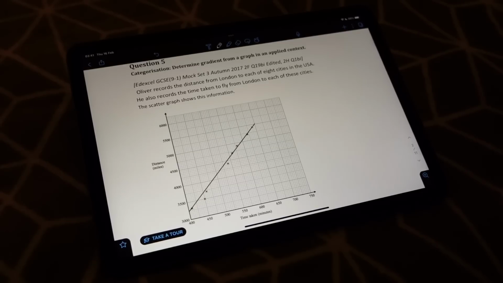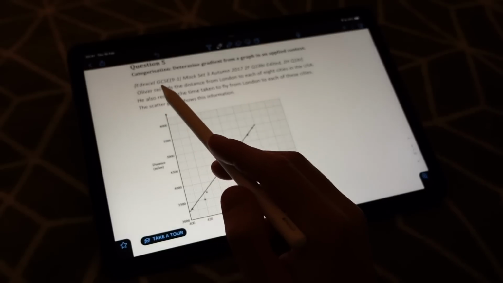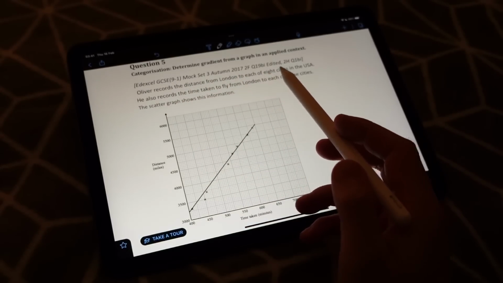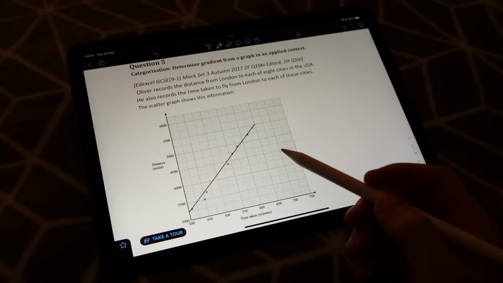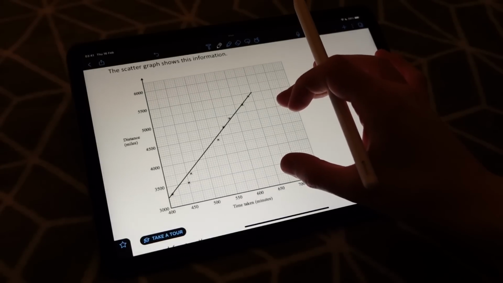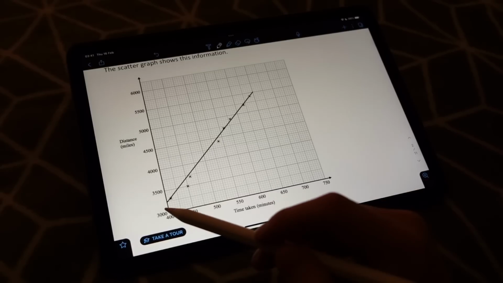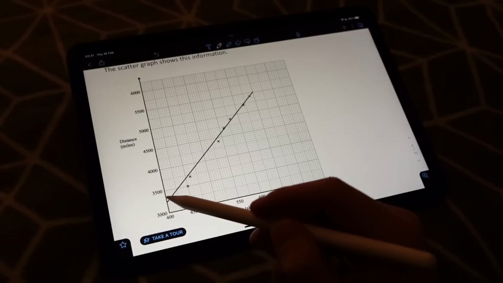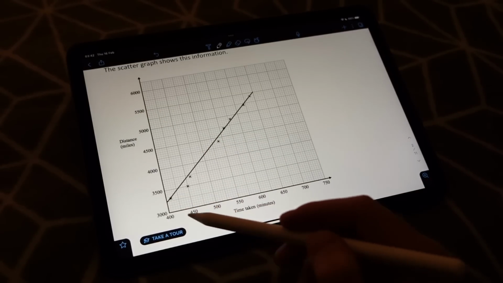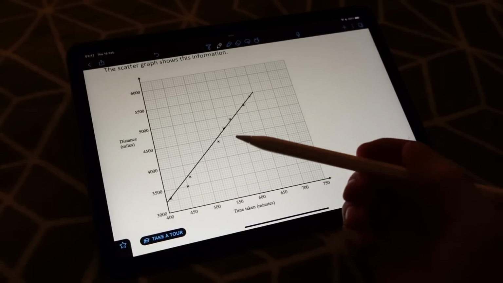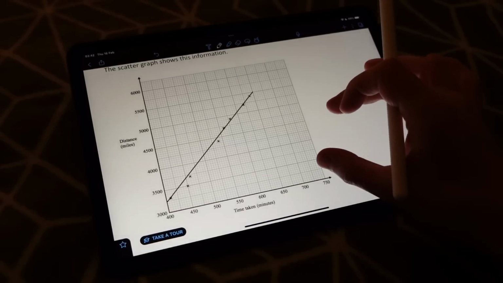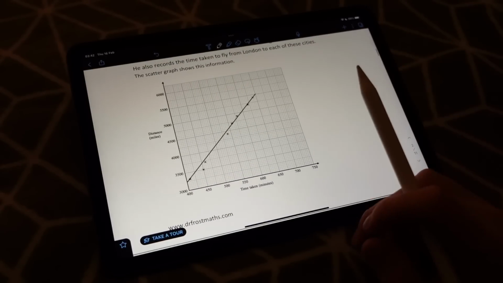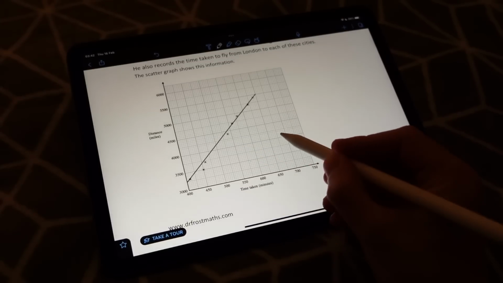Okay, question 5. Determining the gradient from a graph in applied context. Oliver records the distance from London to each of 8 cities in the United States. He also records the time taken to fly from London to each of these cities. The scatter graph is shown. So we have the time taken in minutes to get to each city in miles. The further away, obviously, the longer it will take, and the closer it is, the less time it will take. So we assume, before even looking at this graph, that we're going to have a positive gradient and that it would probably look something like this, depending on who's flying the plane, obviously. If you've got a terrible pilot, you might have some really odd point out here.